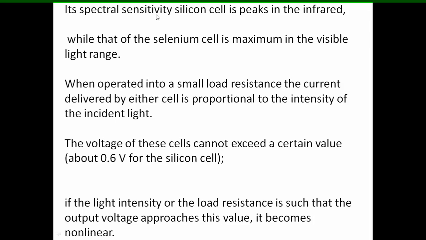The spectral sensitivity of silicon peaks in the infrared region, while the selenium cell is, in most cases, in the visible light range. It means those materials are sensitive to light radiation in the frequency range of visible light. When operated into a small load resistance, the current delivered by either cell is proportional to the intensity of the incident light.